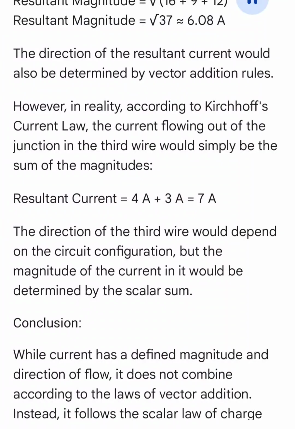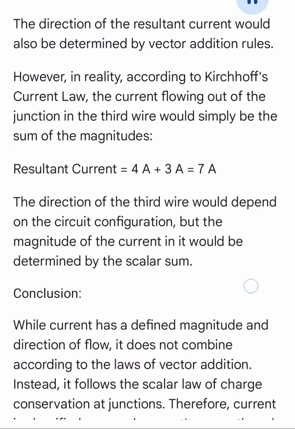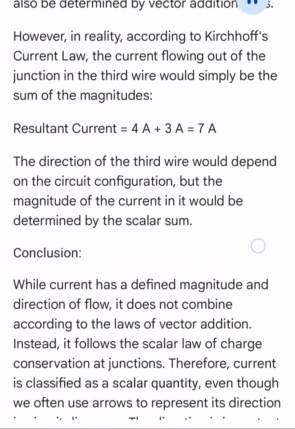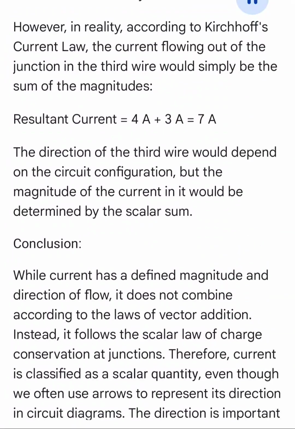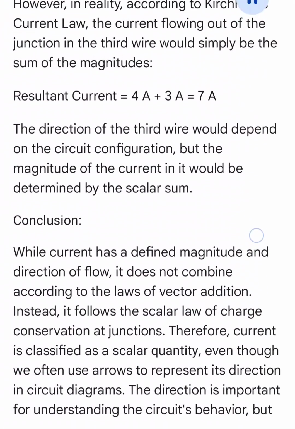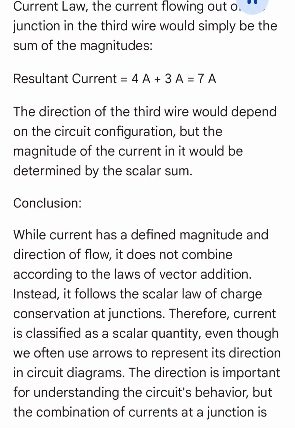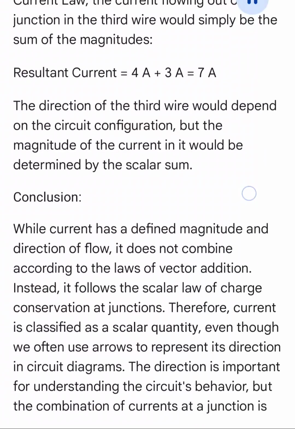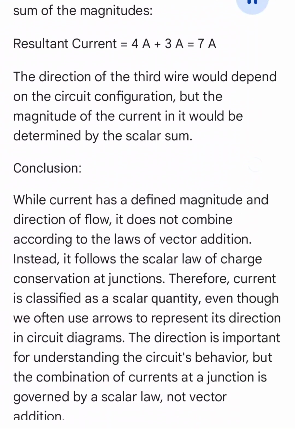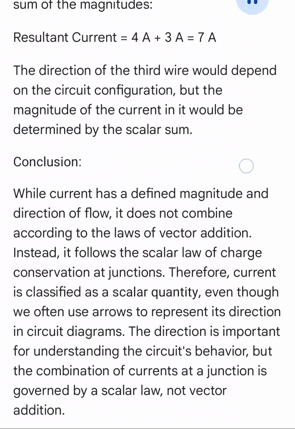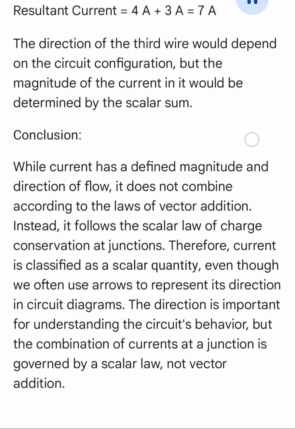However, in reality, according to Kirchhoff's current law, the current flowing out of the junction in the third wire would simply be the sum of the magnitudes. Resultant current equals 4A plus 3A equals 7A. The direction of the third wire would depend on the circuit configuration, but the magnitude of the current in it would be determined by the scalar sum.